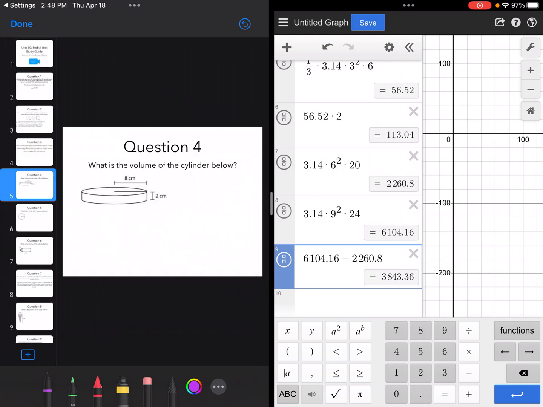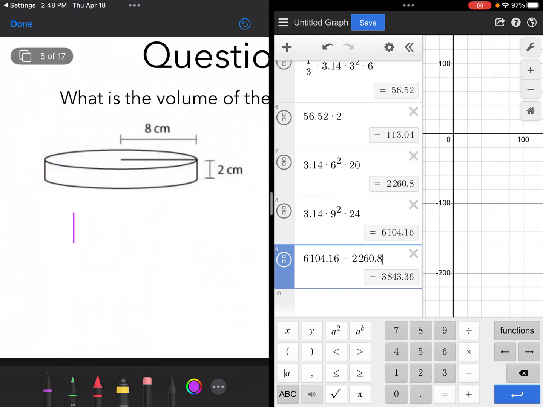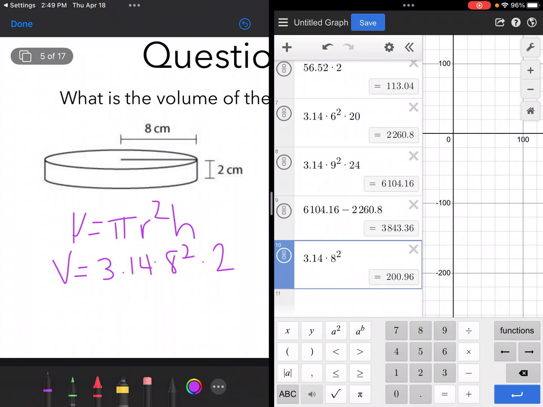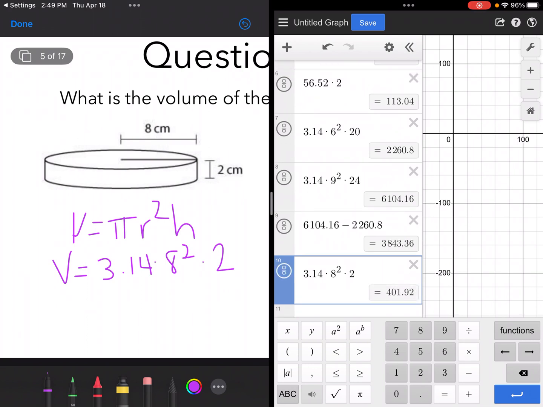All right, what is the volume of the cylinder below? So we've got volume, that's a horrible V. Volume equals pi times radius squared times the height. So volume equals 3.14 times 8 squared times 2. And I get the volume is 401.92 centimeters cubed.